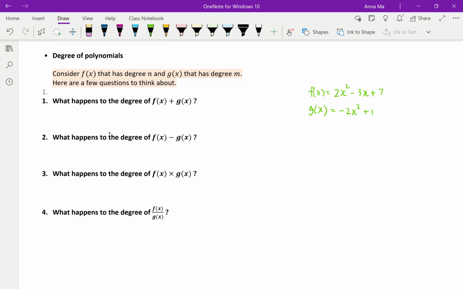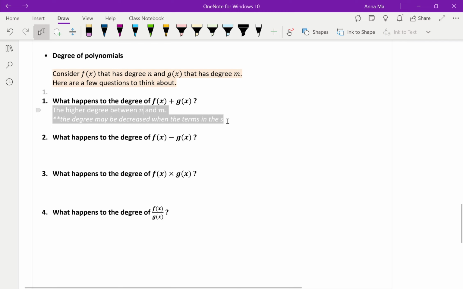So I guess you could say that you will, at a maximum, get the higher number between n and m, or you can just say that it could be decreased like this. That would be my full answer.